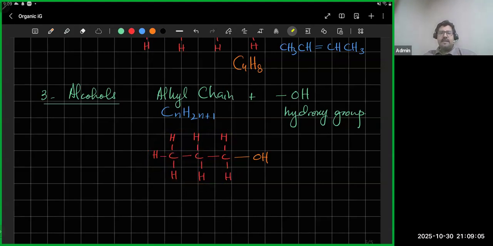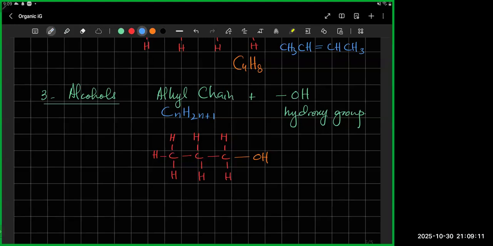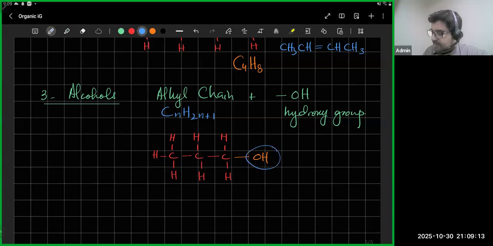Is this clear? Yes. So the general formula of an alcohol is CnH2n plus 1, and then there is an OH that's attached to it. So that's my general formula of any alcohol.